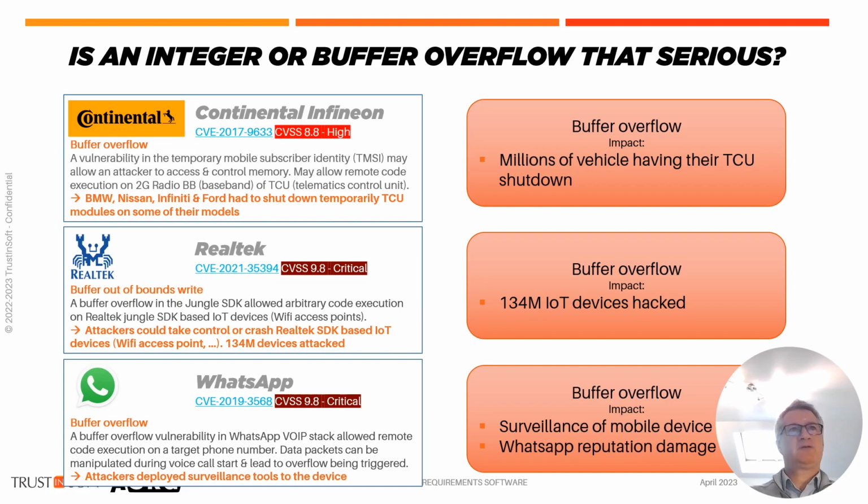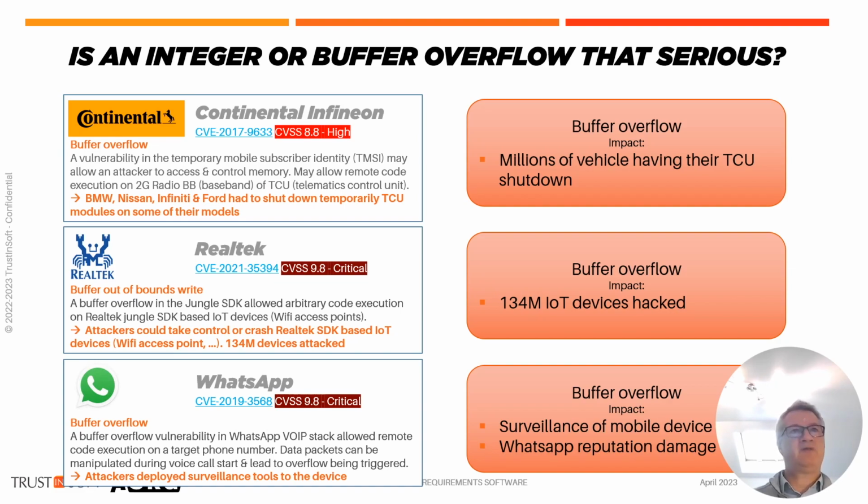The second one is also interesting. It's from Realtek, a provider of IoT components, and because of a buffer out of bounds write, this could allow arbitrary code execution, and this one was exploited. As a result, more than 130 million IoT devices were hacked worldwide, exploiting this vulnerability.